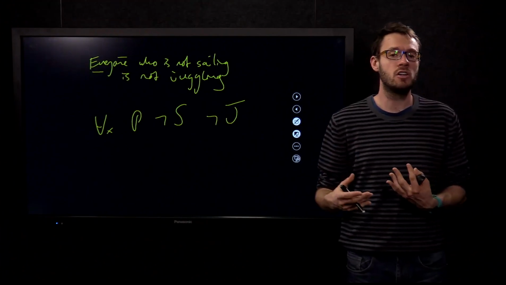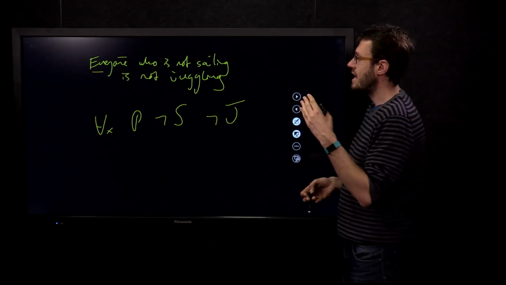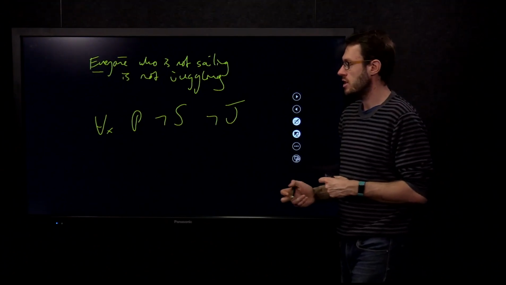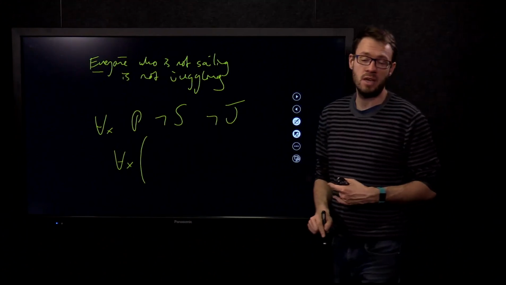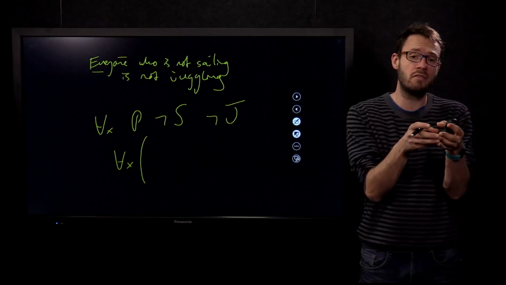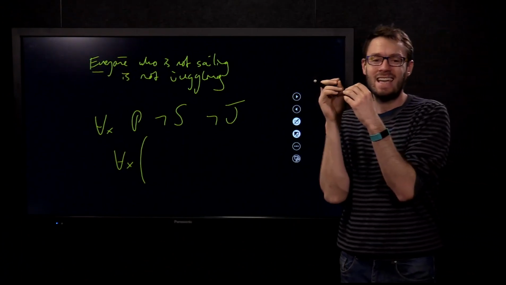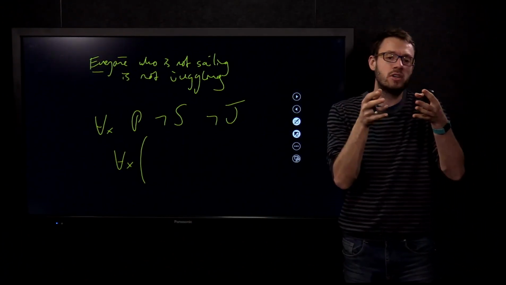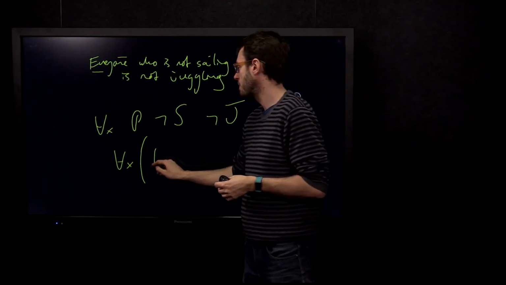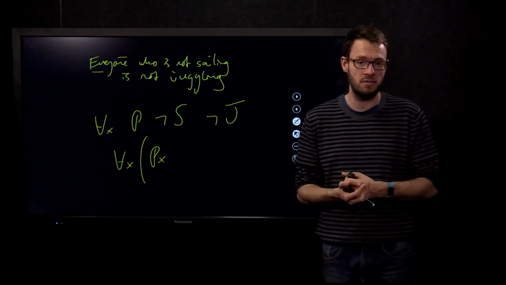Now we've got to try and put all those moving parts in order to come up with a sentence and a translation. So we want to say everyone who is not sailing is not juggling. So the first thing we want to do is try and talk about all of the people, because that's what we're doing. We're saying for all of the people, for everything in the universe that's a person, if they're not sailing, then they're not juggling, right? So the very first thing we want to do is focus in on the people. So for all things that are people, right? And then we want to go on to say something about those people.